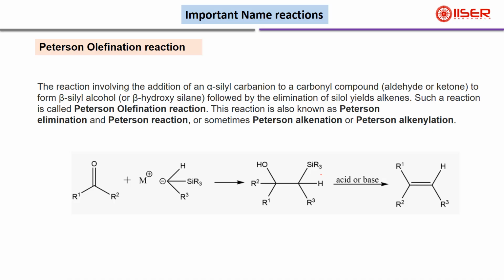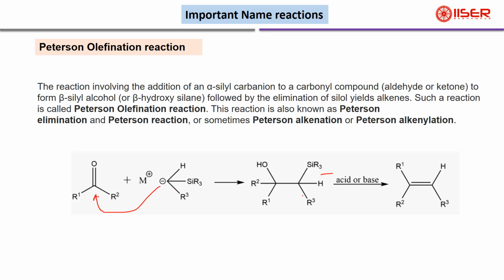This is a silicon halide. So this will attack this carbonyl compound and form this beta hydroxysilane, which can be catalyzed by acid or base to form this alkene. Now if you add acid, the product will be different. If you add base in this step, after the formation of the silyl alcohol, the stereochemistry of the product will be different from when you use acid.